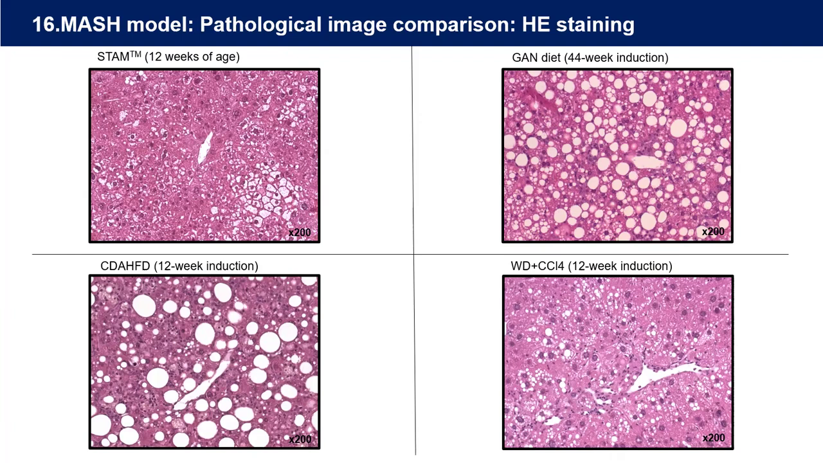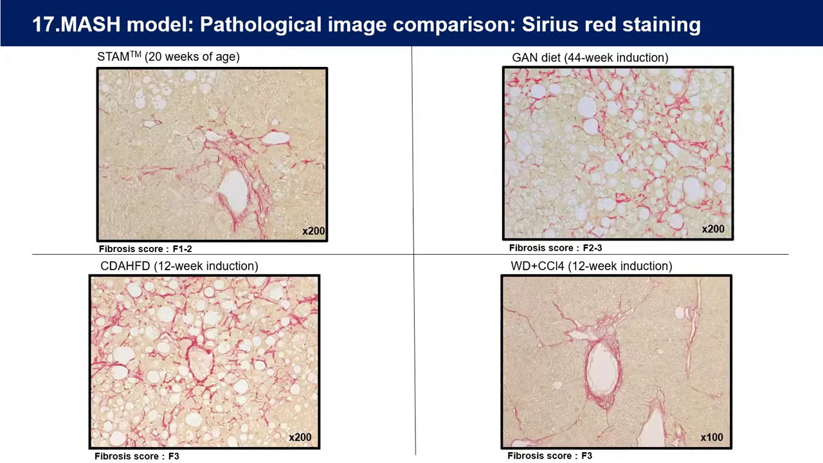confirming findings similar to human NASH. However, these findings are not as pronounced as in the STAM model. This is a stain used to evaluate fibrosis. Differences in the distribution and severity of fibrosis can be observed across the models.